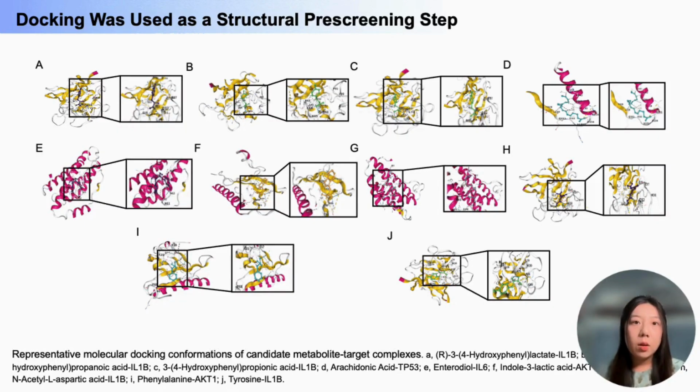Next, docking showed possible binding poses between metabolites and targets. From the docking results, we focused on three representative axes. The first was 2-hydroxy-3,4-hydroxyphenyl propanoic acid and IL-1 beta. The second was interradial and IL-6. The third was indole-3-lactic acid and AKT1.